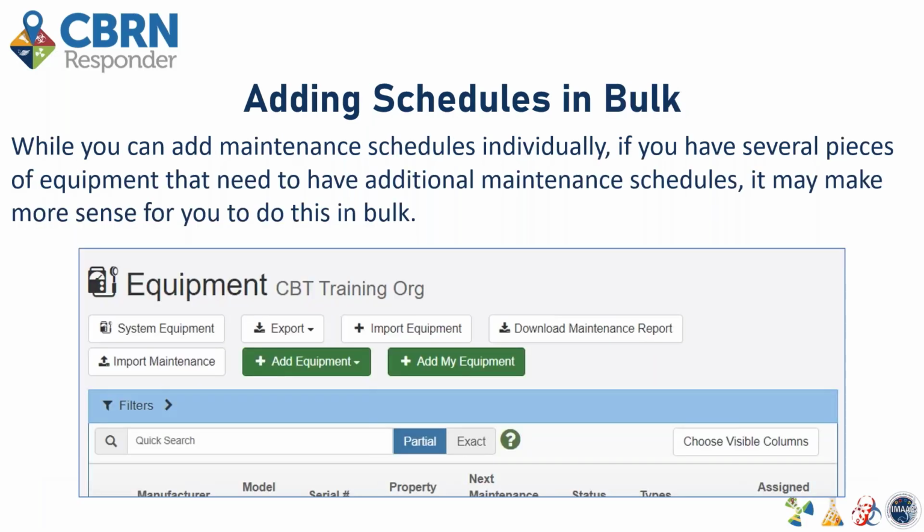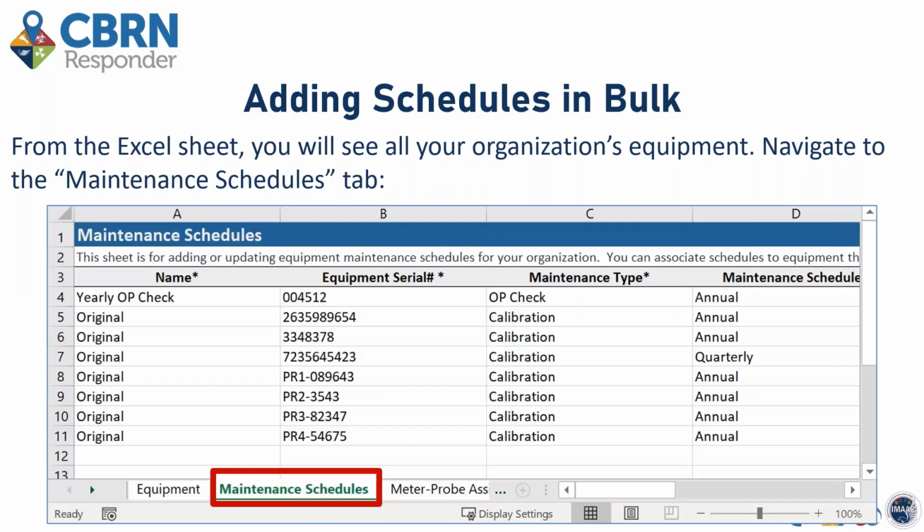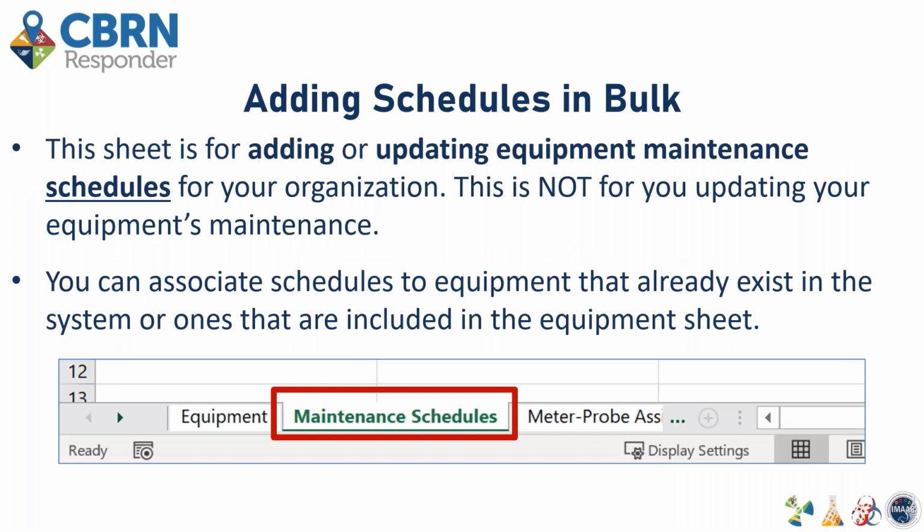So you can add maintenance schedules individually, but if you're going to be entering a number of different schedules for a number of different equipment items, you may want to do this in bulk. So again, we'll use that import button and you'll see the import maintenance option. And this is going to be the same Excel spreadsheet that we went over earlier. So you'll see the maintenance schedules tab, and that's what we're going to be looking at for the maintenance schedule creation. Again, this sheet is for adding or updating maintenance schedules for your organization.